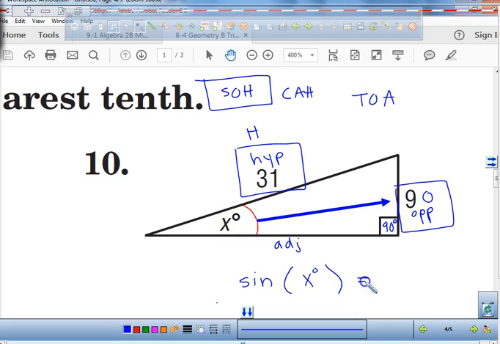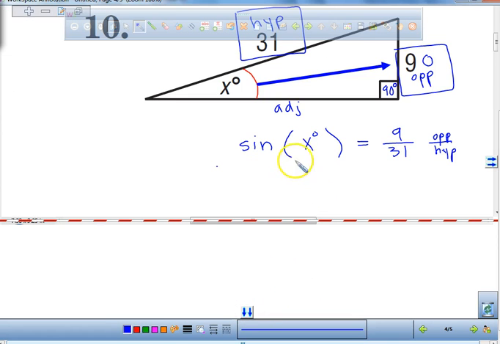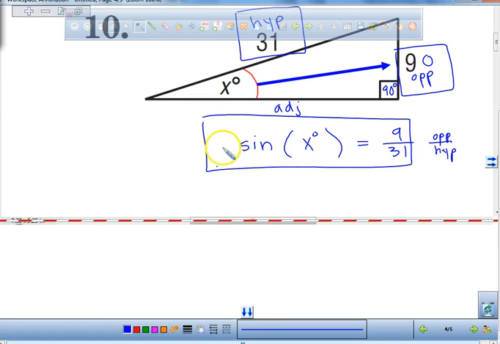That is going to equal the ratio of our opposite side, which is 9, in relationship to the hypotenuse, which is a 31. So just remember, I'm comparing my opposite to my hypotenuse. That's how you set it up. Now that's not my final answer. What do I have to apply to both sides? I have to apply the inverse of sine. So when you apply, right here, I'm going to do it really tiny.